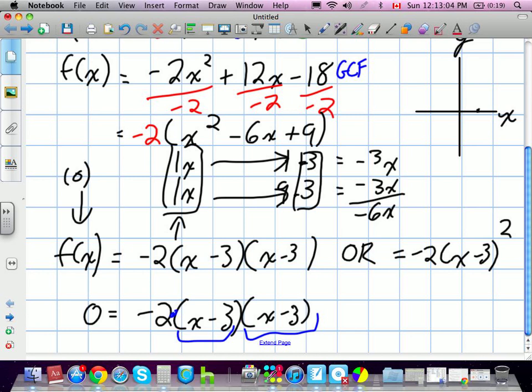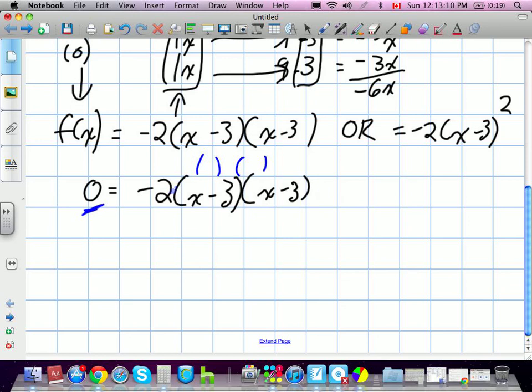Well, the only way to get 0 is to multiply by a 0. No other numbers multiplied by themselves create a 0. So there's two ways to think about this. We know negative 2 is not equal to 0, so I can kind of drop it off the equation. Another way to do it is just by simplifying.